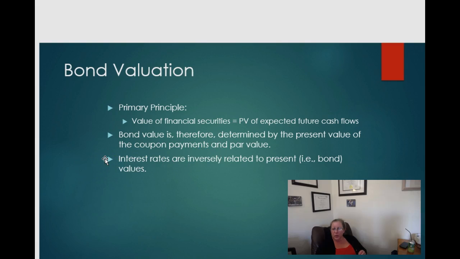Another principle, very important to understand, is that interest rates are inversely related to present values or to bond values. So if the market interest rate goes up, you will see the bond value come down. If the market interest rate comes down, you will see the bond values go up.